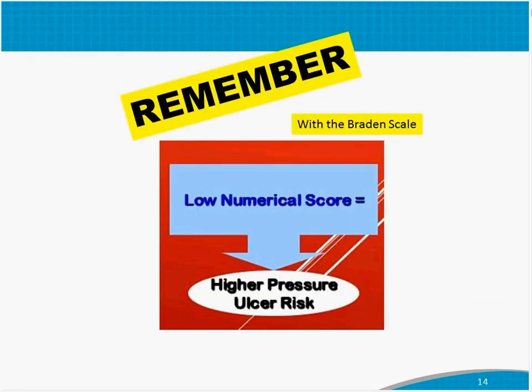So let me go home one more time. Remember, add up the numbers correctly, the lawyers do. The lower the score, 18 or below, the higher the patient is at risk of developing a pressure ulcer. So a low numerical score, let's say a 7 or an 8, means that your patient is at higher risk for developing a pressure ulcer.